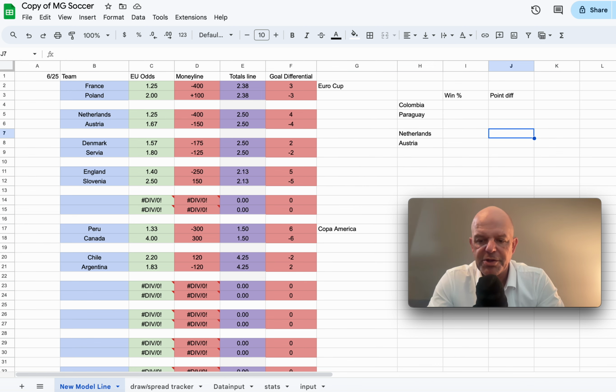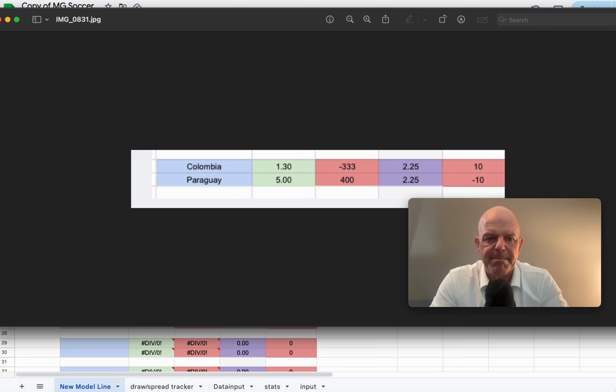So what you're looking at, let me pull this up now. This is my model. These are my lines that you're seeing here, and I'll explain it. This is from the Copa America soccer tournament. The sport is not really relevant, but the lines itself really is. So we're going to look at this Colombia-Paraguay match. The first number is represented in Euro odds. We're going to look at American odds right here. My line for Colombia, this was 2 days ago, was minus 333. That was my line based on my model. Paraguay was plus 400.